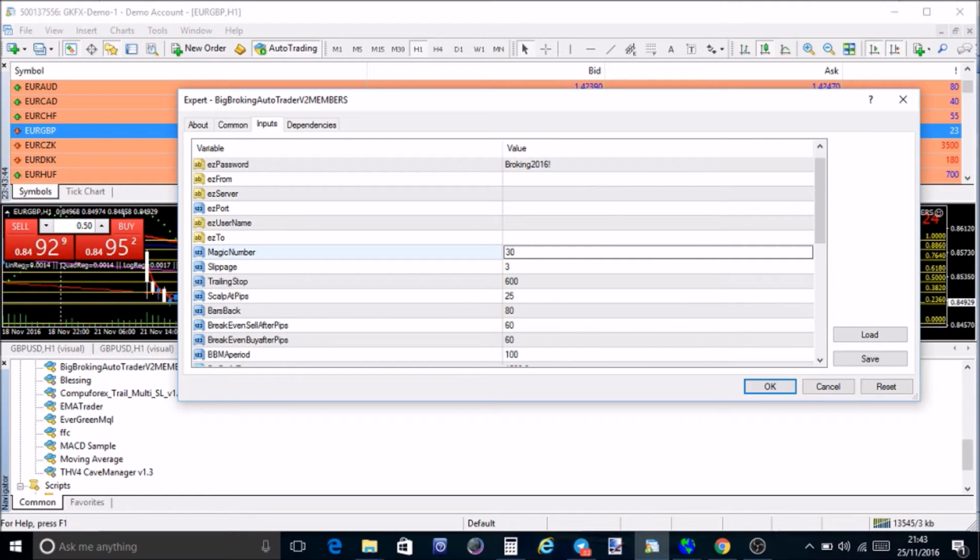The next one you need is 30. The next one you need is 40 and 50 and 60 and 70, etc. And the reason being is that 10 magic numbers are used for each trading chart. It doesn't actually use all 10 magic numbers at the moment, but it keeps it open in terms of further development. So every time you set up the BigBroking AutoTrader on a chart, you must remember to allow from before to after 10 magic numbers in order to use.